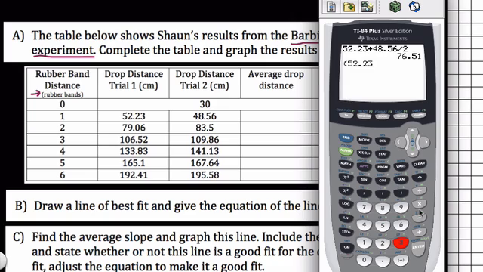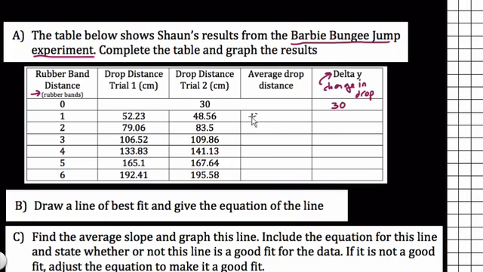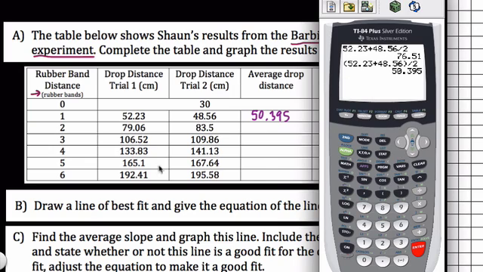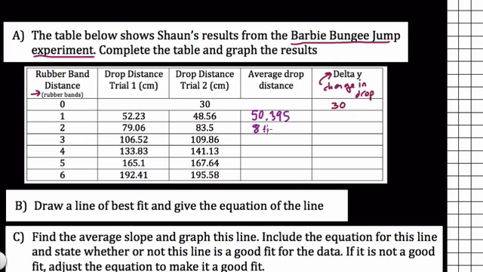Put 52.23 in parentheses with the sum of 48.56, close the parentheses, and then press divide by 2, and you get 50.395. Another way to deal with that, and what I usually do actually, is just add the numbers. We'll do the next line here. 79.06 plus 83.5, press enter, and then press divide by 2 in that order. And that'll give you the average, 81.28.